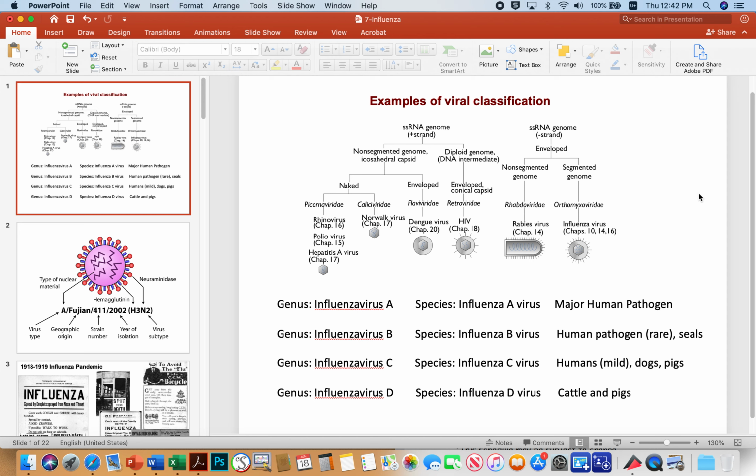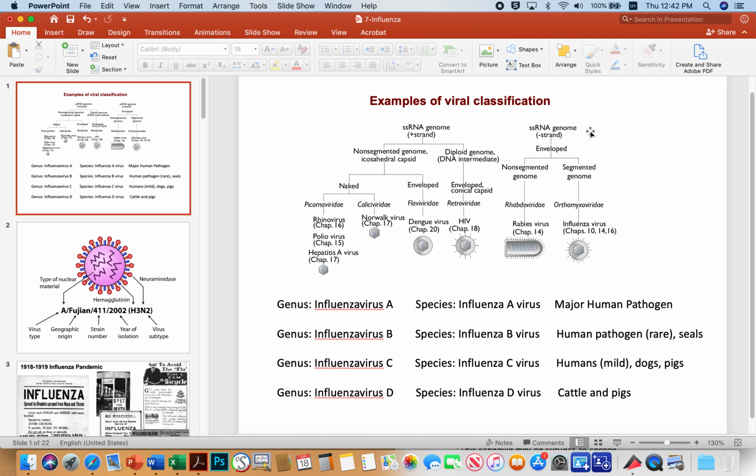The next set of slides is on the influenza virus. So we'll start with a little bit of classification. Here's a big classification scheme based on a couple of different features, mostly phenotypic characteristics. In this particular case, it's the nature of the genome, either minus or plus strand, and then the nature of the capsid, and so forth. If we follow this down, here's influenza virus here.